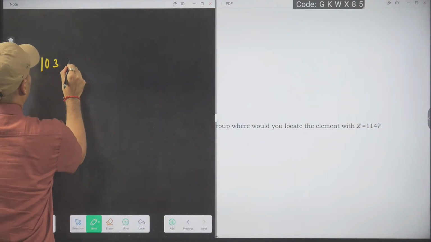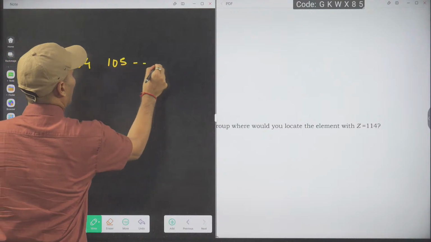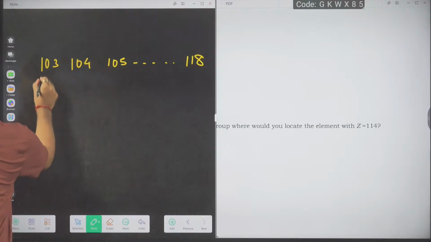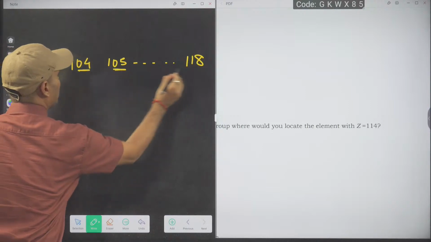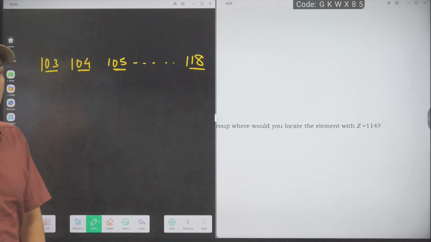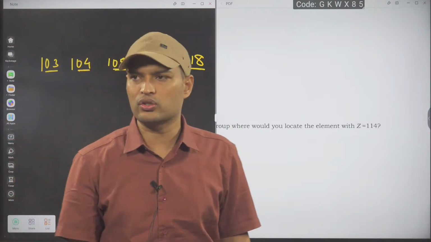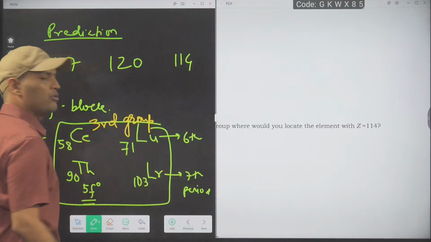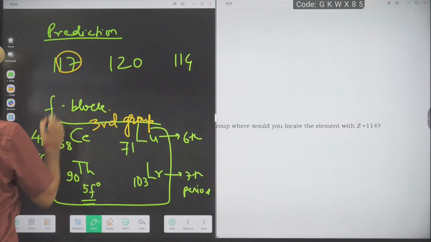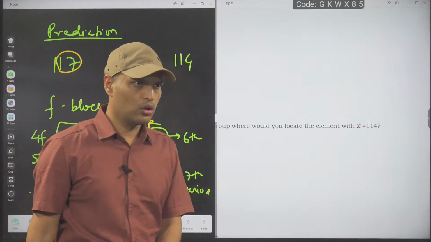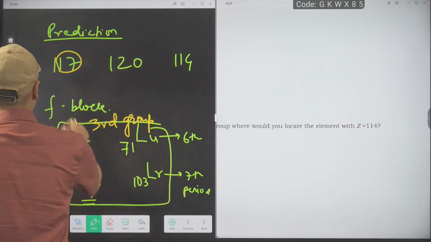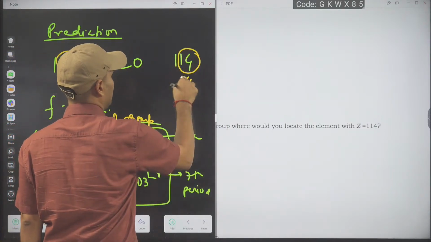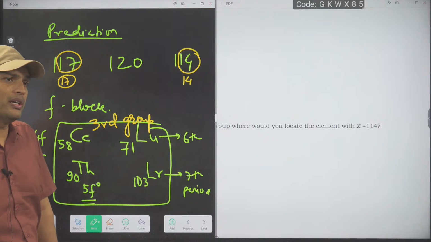From 103 till 118, the last 2 digits are their group number. So simple. Now see how simple this question is. Can you tell me the group number of 117? Quickly say it. Sir, 17. Group number of 114? Sir, 14. Done. Sir, what about 120?